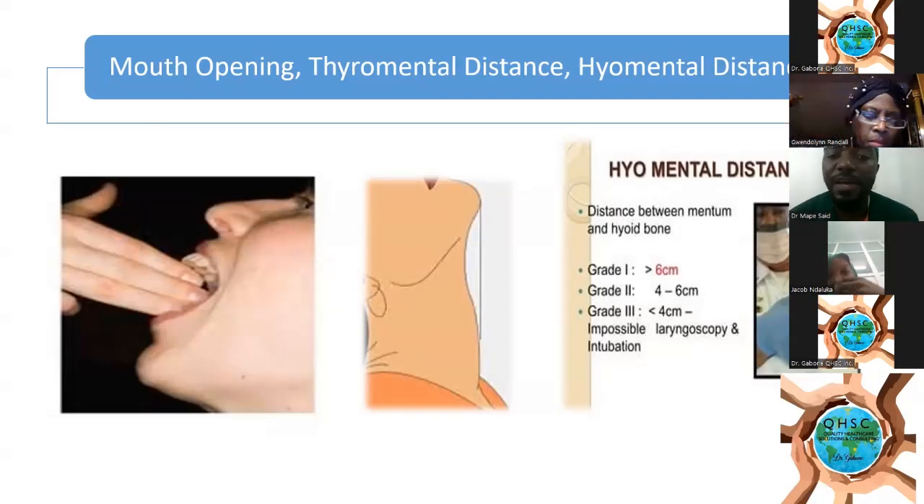In the measurement of the thyromental distance, this is the centimeter measure. Again, also in the thyromental distance, this time you want to measure from the highest point to the other.